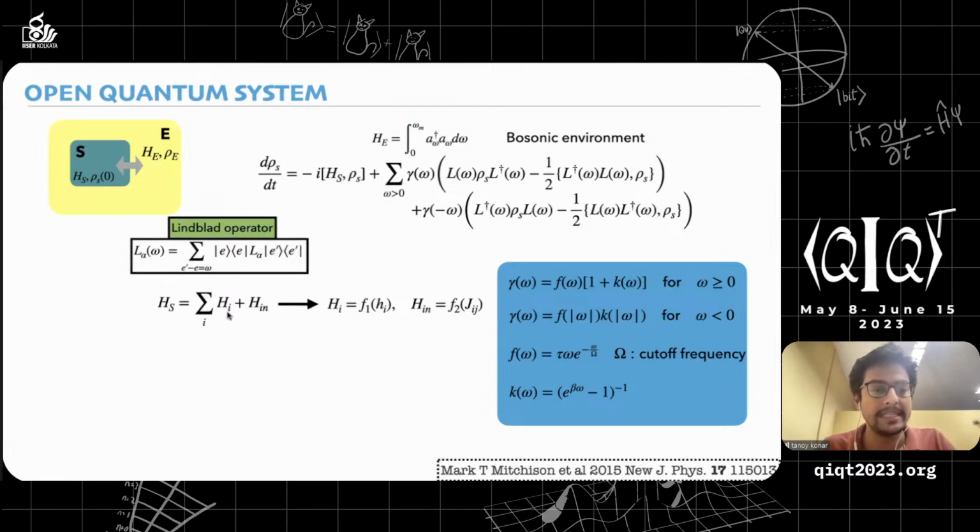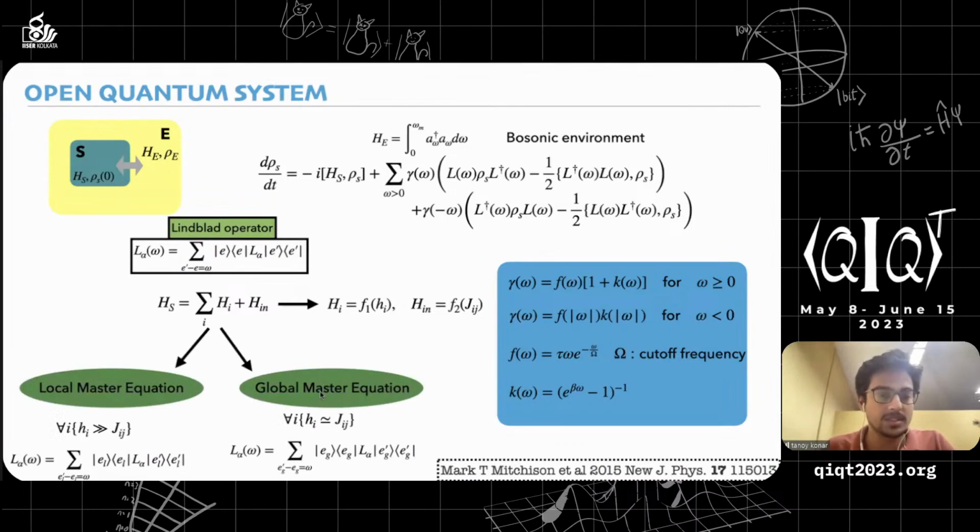This has two parts: a local part HI, and another, the interaction between them, HIN. The local part can be a function of some Hamiltonian scalar HI, and the interaction can be a function of JIJ. Depending on the strengths of HI and JIJ, we can describe two kinds of master equation: the local master equation and the global master equation. In the local master equation, the individual local system strength is much greater than the subsystem interaction, so the Lindblad or jump operator is described only by the local part of the system. The Lindblad operator is formed only from the local HI eigenstates, and this is called the local master equation. In the global master equation, the HI strength is comparable to JIJ, which is why it's called the global master equation. And this master equation, why use it?